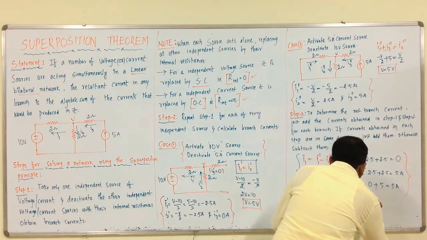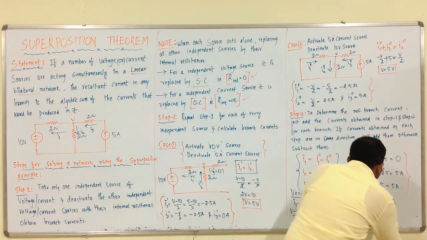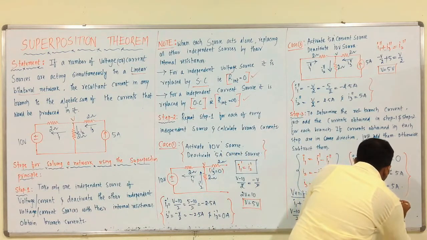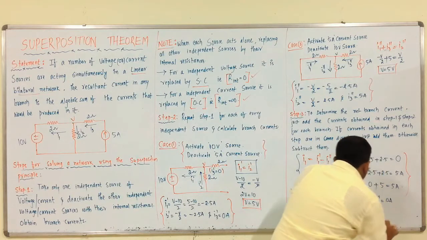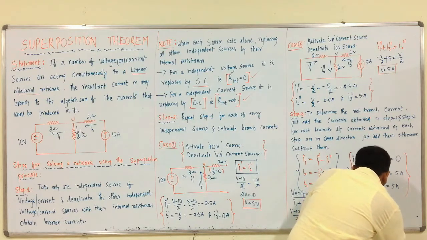Therefore, what is the value of I1? See, (V minus 10) by 2, that is (10 minus 10) by 2, which is equal to 0 amperes. What is I2? Simply it is V by 2, that is 10 by 2, which is equal to 5 amperes. What is I3? It is also given, that is 5 amperes.